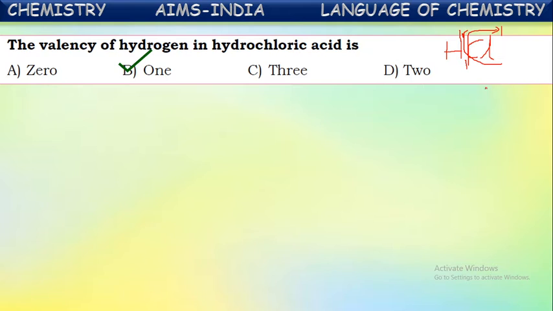In terms of electrons also we can say, as hydrogen has only one electron, it will show valency 1 in its compounds.